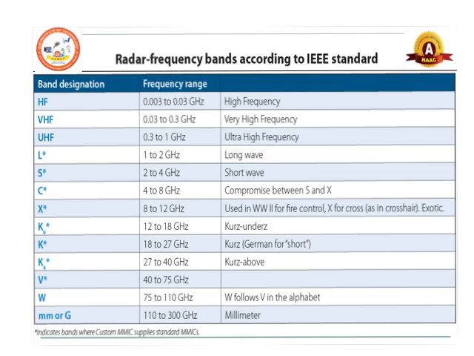Next is V. V is 40 to 75 gigahertz. Next we have W, 75 to 110 gigahertz. W follows V in the alphabet. Next we have mmW, millimeter wave, 110 to 300 gigahertz, and it is in the millimeter range.